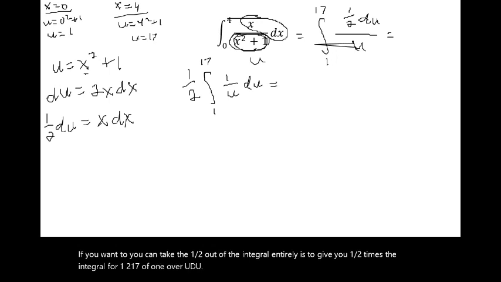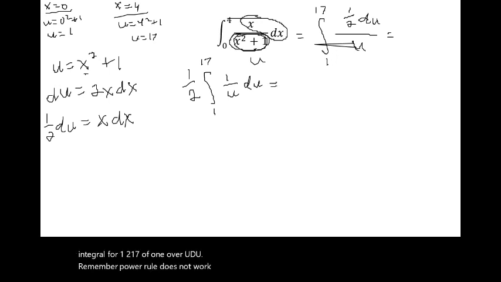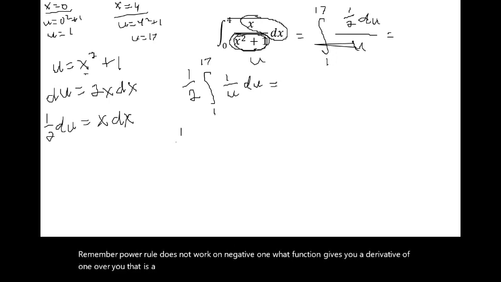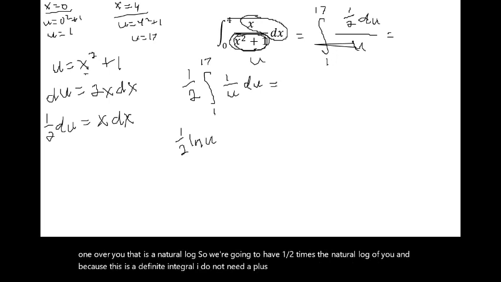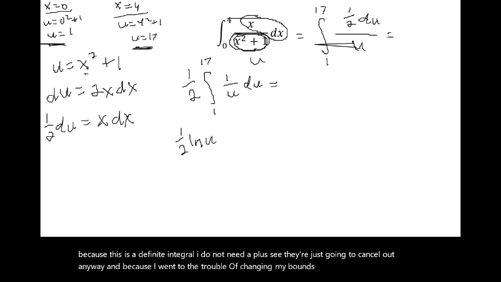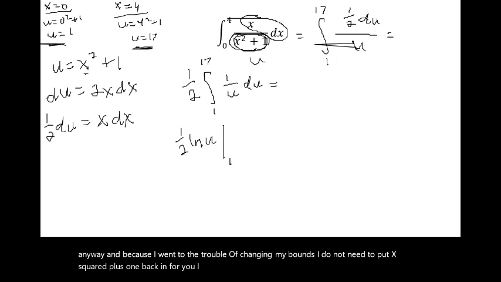Remember, power rule does not work on -1. What function gives you a derivative of 1 over u? That is a natural log. So we're going to have 1/2 times the natural log of u. And because this is a definite integral, I do not need a plus c. They're just going to cancel out anyway. And because I went to the trouble of changing my bounds, I do not need to put x squared plus 1 back in for u. I can just go from here and use my new bounds 1 and 17.